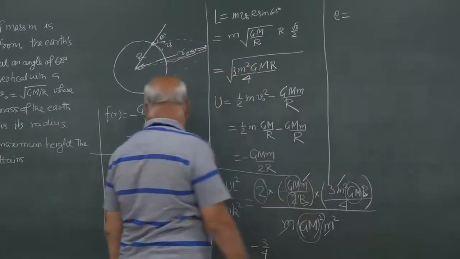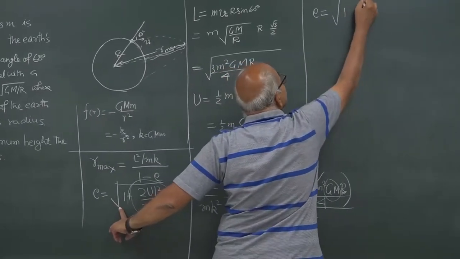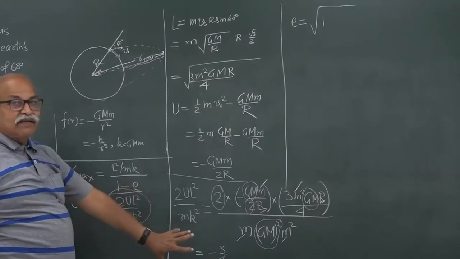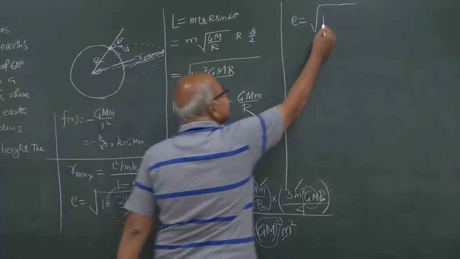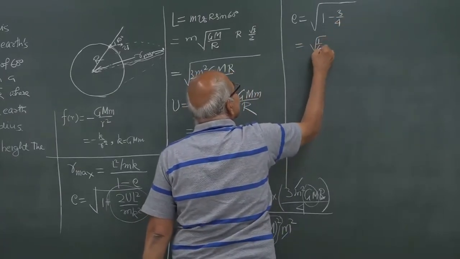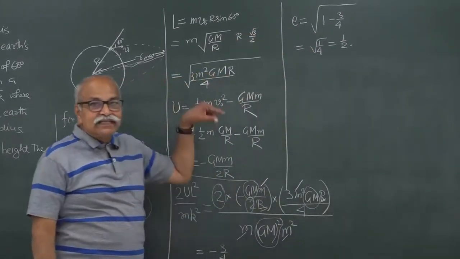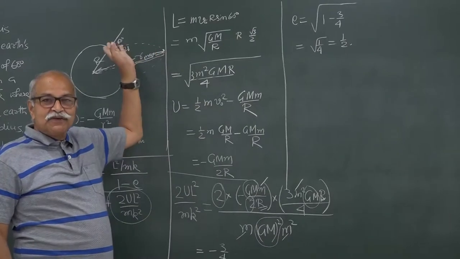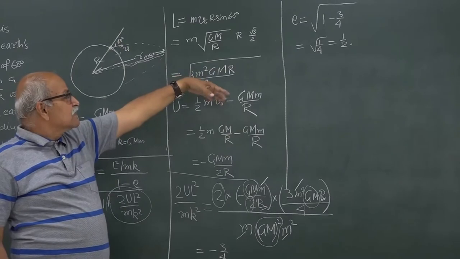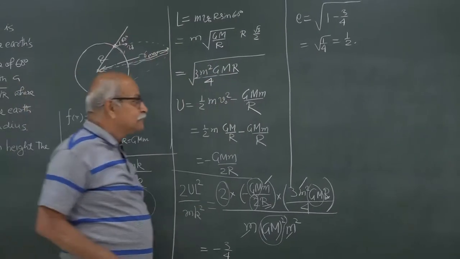therefore eccentricity is equal to square root of 1 plus this whole quantity, and this whole quantity is minus 3 by 4. So this is 1 minus 3 by 4, and that is square root of 1 by 4, and that is half. So the eccentricity of this ellipse, the object is going on an elliptical path, and eccentricity of that is 1 by 2.